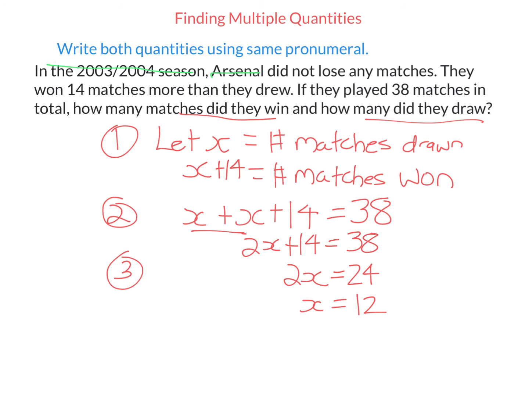The question asked us for two things: how many they won, how many they drew. Well, x is the number drawn. I found out how many that they've drawn. I also need to state how many they've won. So what I found is that they drew 12 matches. So the number that they won is 12 plus 14, which is 26. So notice 26 is 14 more than 12, and both of these add up to 38 games.